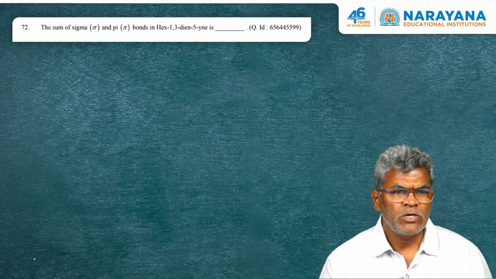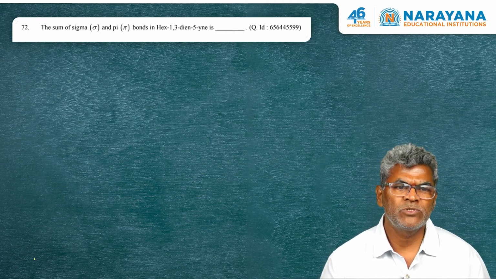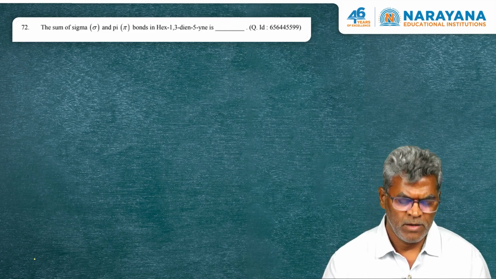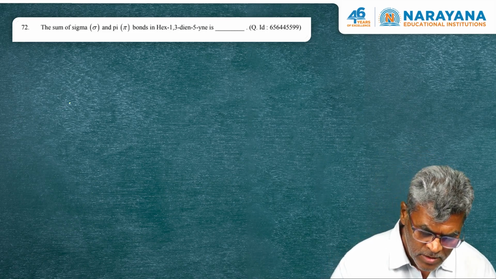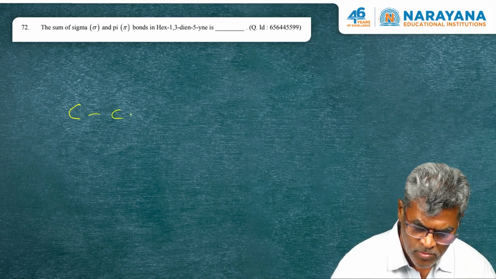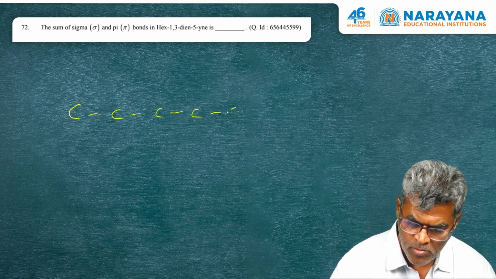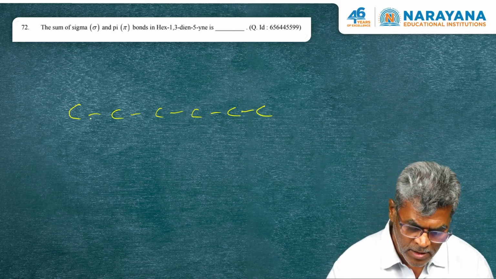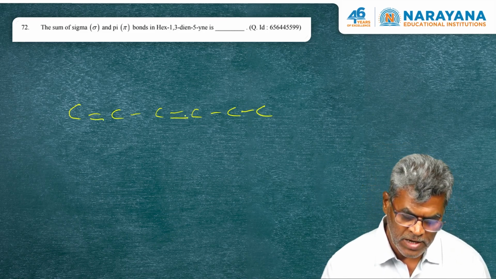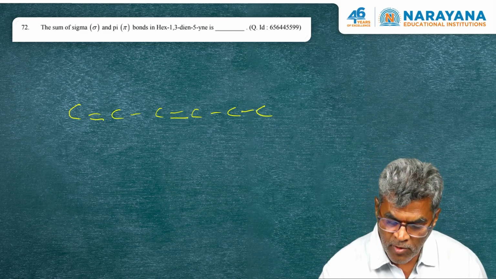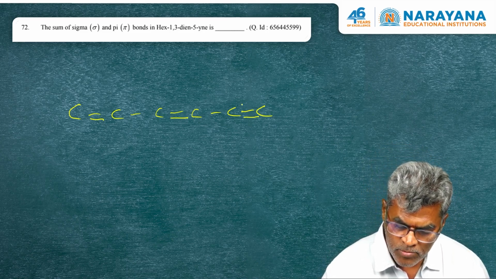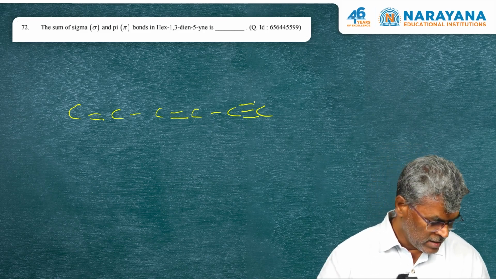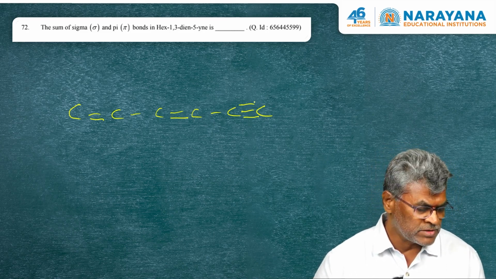Next, 72, you just count the number of sigma and pi bonds, right. Once you count, simply hexane, you write 6 carbons, and 1,3-diene. So, here it is 1,3-diene and 5-yne. So, this is the compound. Now, you count the number of sigma and pi bonds, you will get the correct answer 15, you are going to get the answer, right.